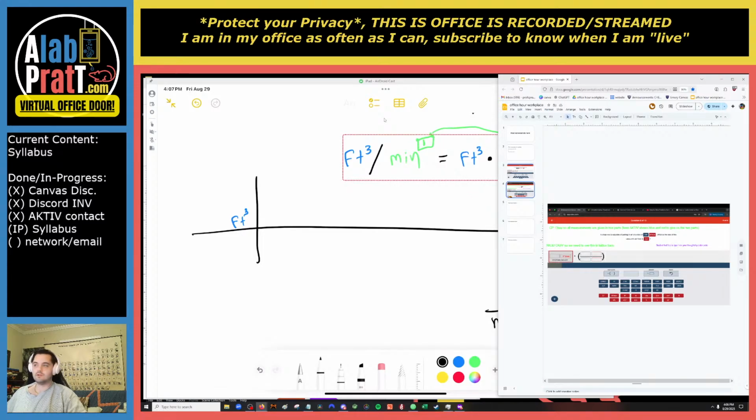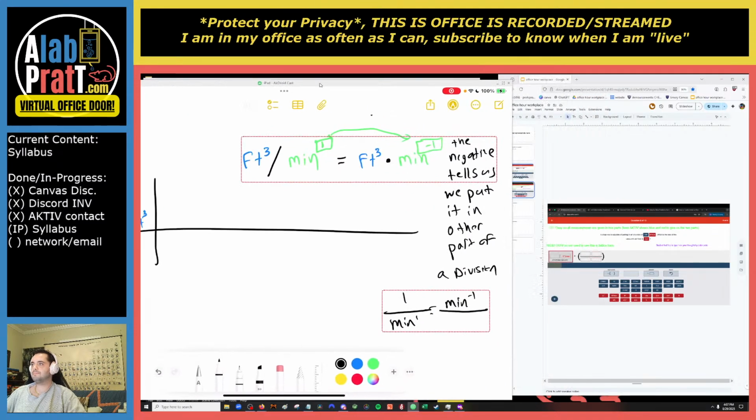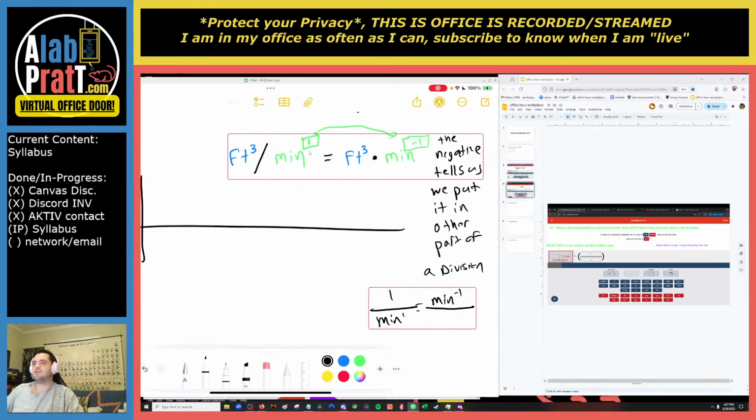So that can be a little tricky. Oh, I'm not showing it. The negative value here, so we have feet cubed per minute to the power of 1. This is the same as feet cubed times minute, but the exponent is now -1. When I have this negative, it tells us we put it in the other part of the division sign. If it's in the numerator and it's negative, it has us go to the denominator.